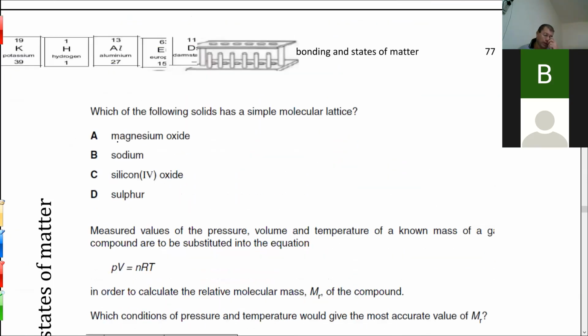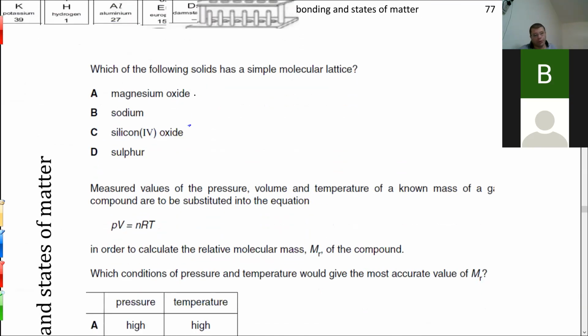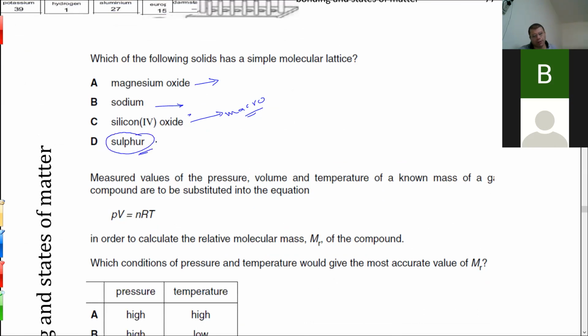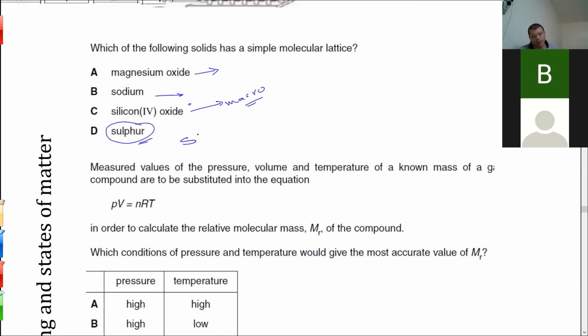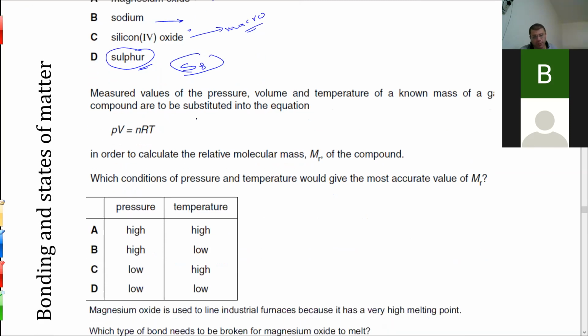Which of the following solids has a simple molecular structure? Magnesium oxide is a giant structure because it's ionic. Sodium is giant because it's metallic. Silicon dioxide is giant because it's a macromolecular structure. So the answer will be sulfur, D. Even sulfur can be written as S8, so the number of atoms per molecule is known already. So this one is a simple molecular structure.